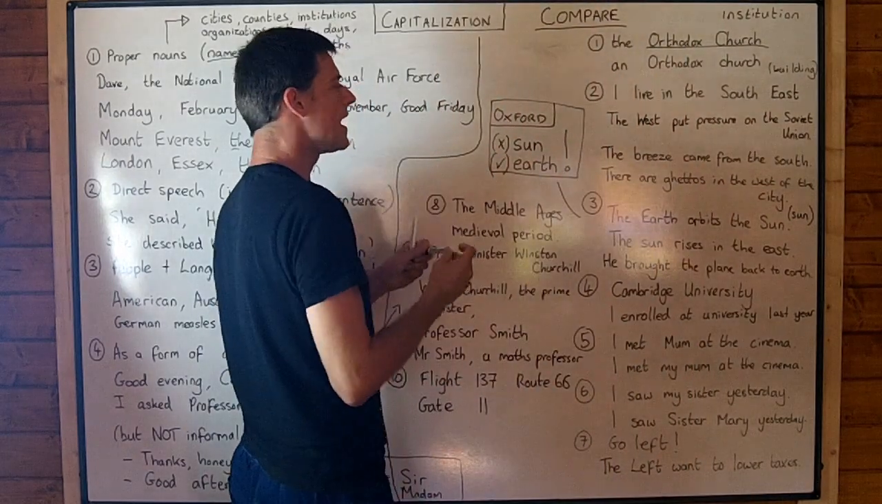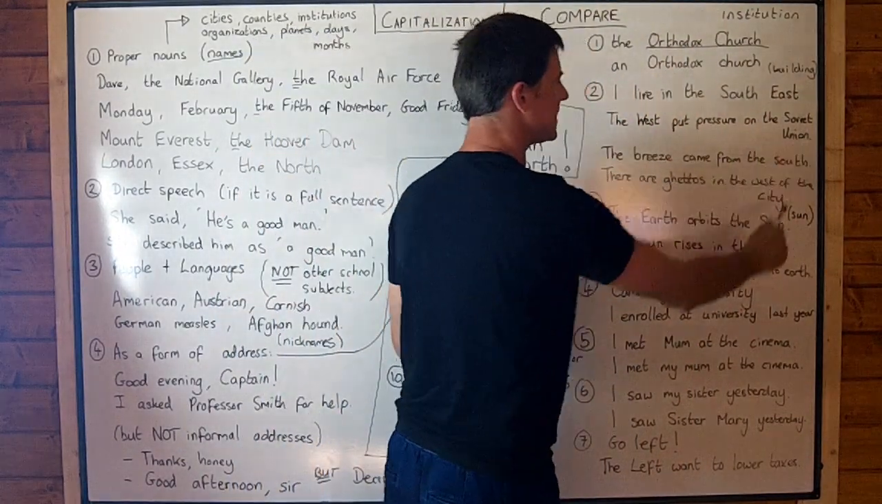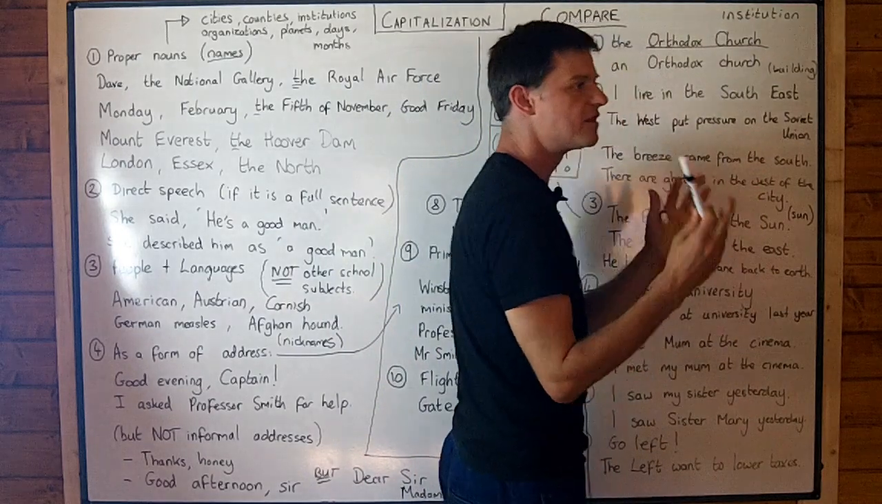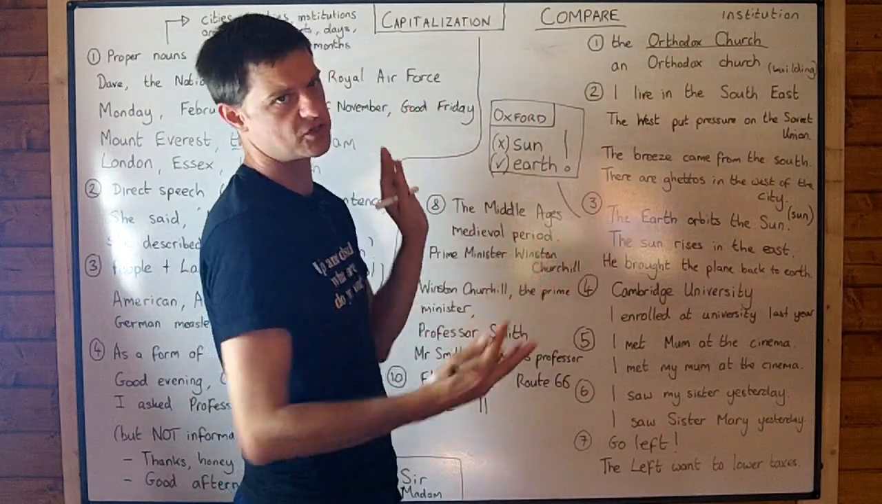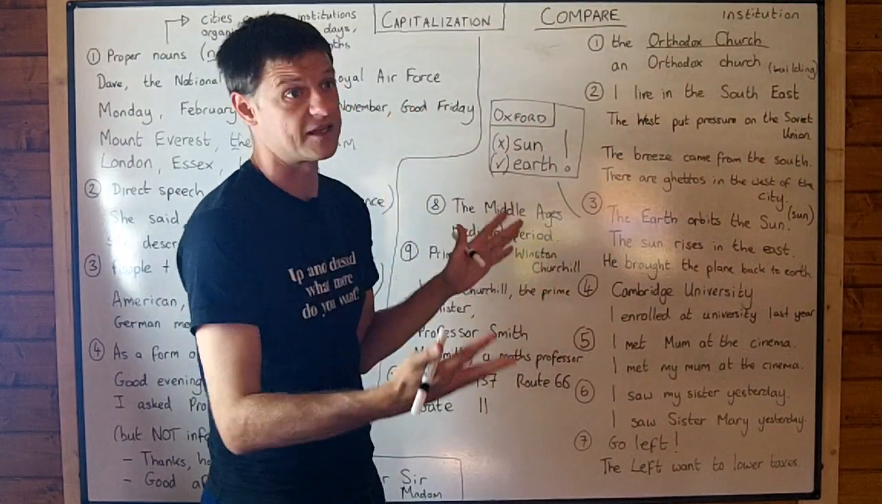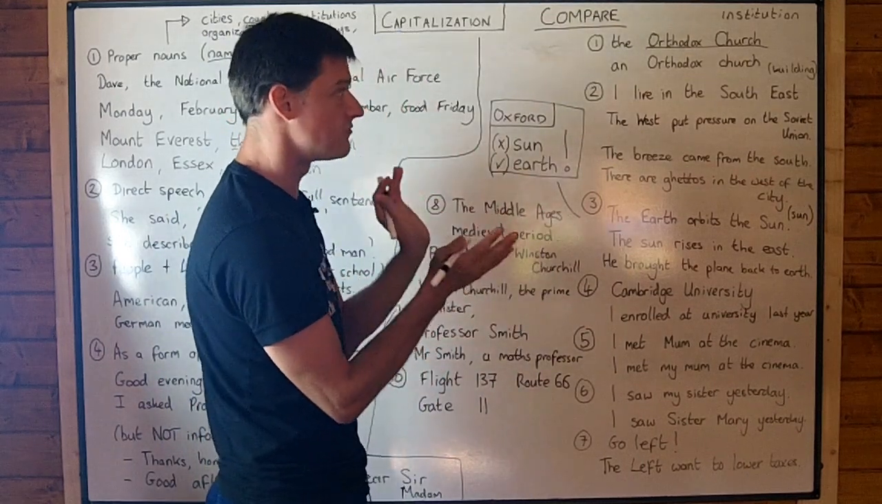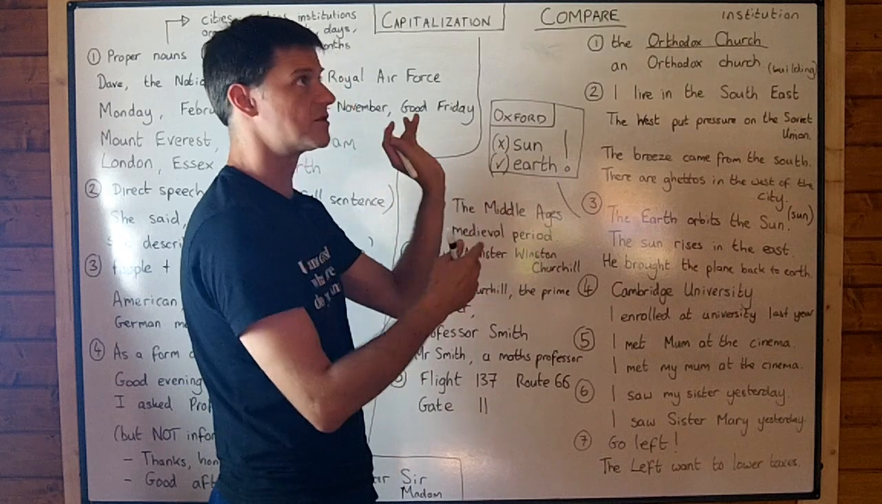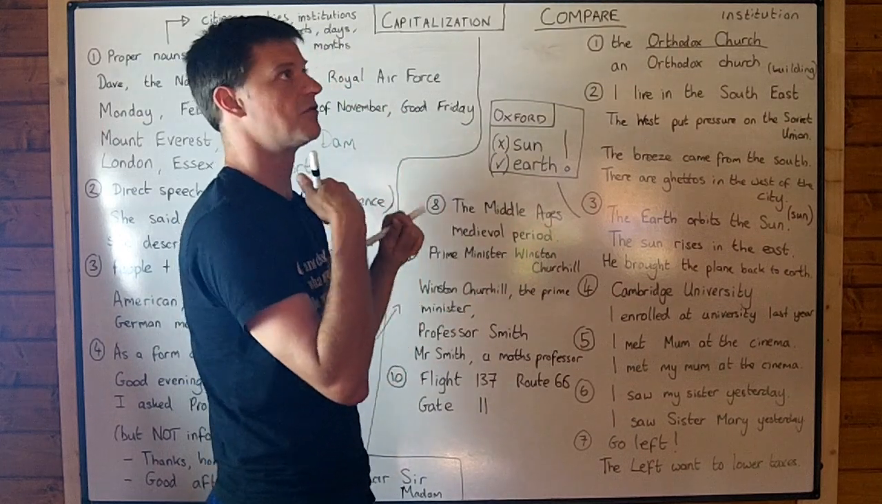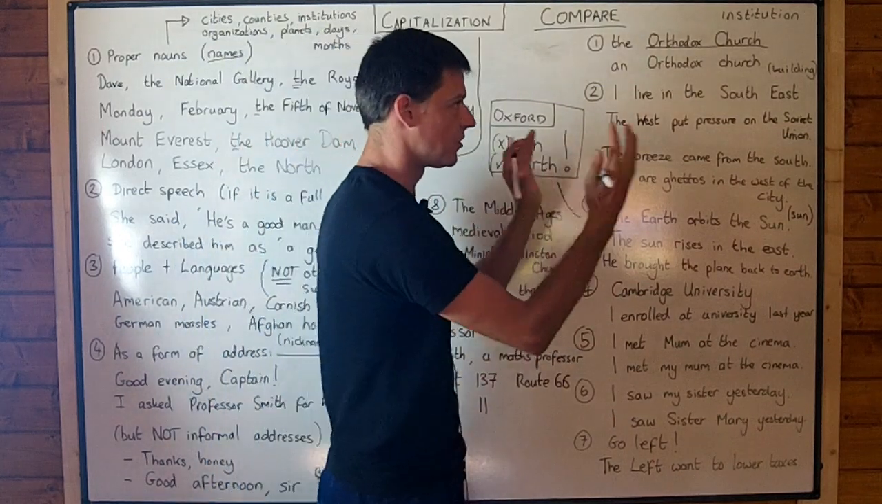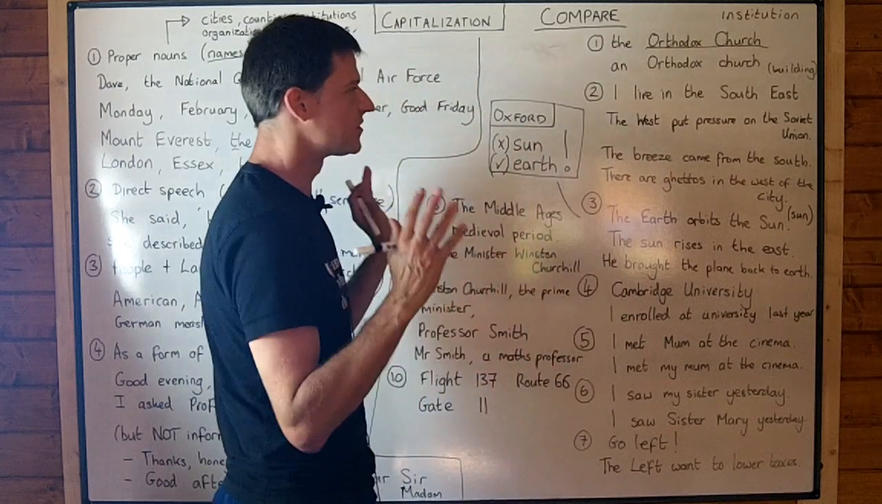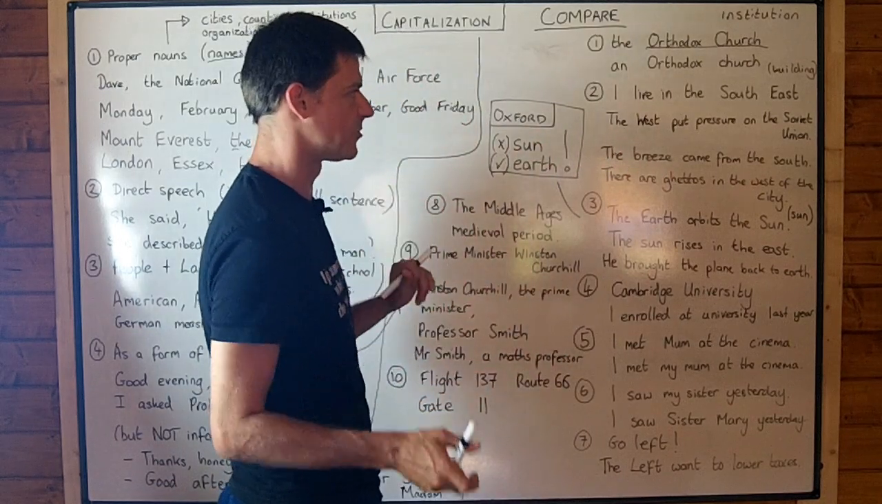Okay? Now look at number 2. I live in the southeast with capital letters because the southeast is the name of the region that I live in. Like Essex is the name of the county, the southeast is the name of a region, very often referred to for politics and also for areas on a weather map. So be careful with compass points.